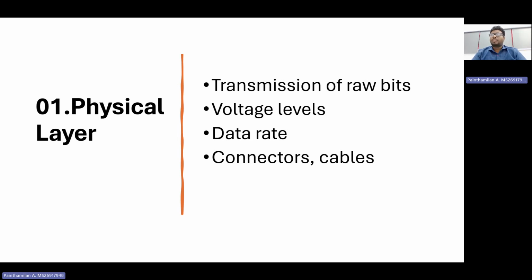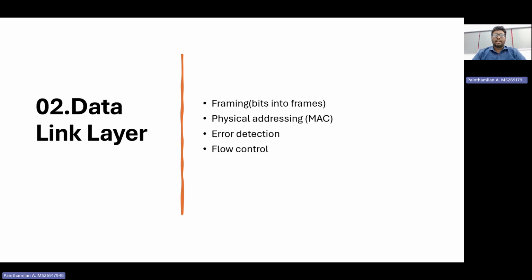The physical layer transmits the raw bits of data. It deals with voltage levels and data rates. In the physical layer, we use connectors and cables and all kinds of things. The second one is the data link layer.